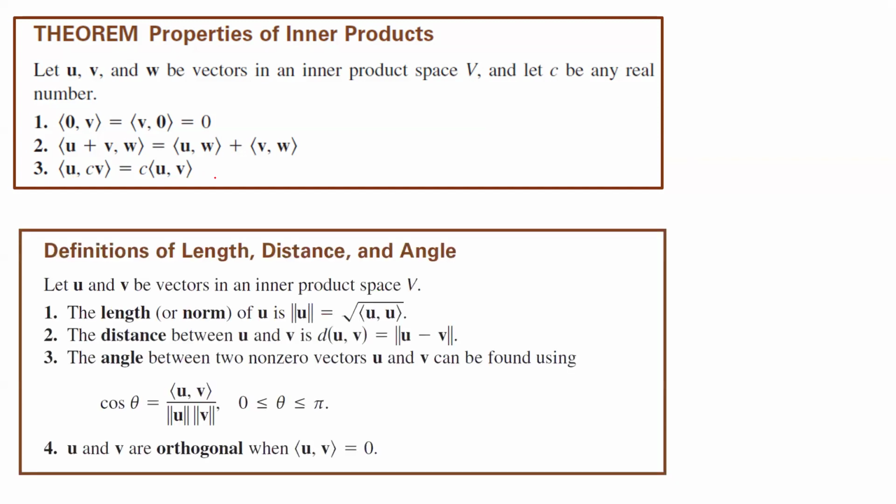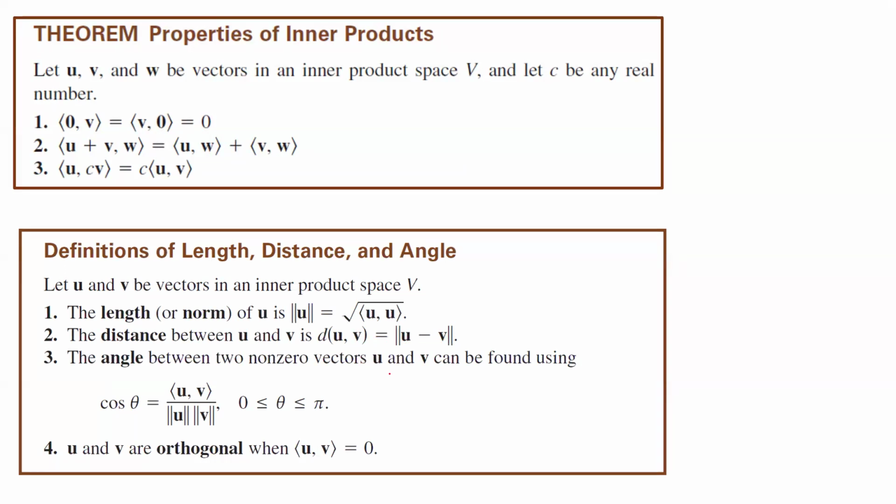Definition of length, distance, and angle when it comes to inner product function. Suppose u and v are vectors in an inner product space like V. Then the length or norm of vector u, which is denoted as the norm of u, is nothing but the square root of the inner product between u and u. The distance between u and v, denoted d(u, v), is going to be the norm of u minus v.